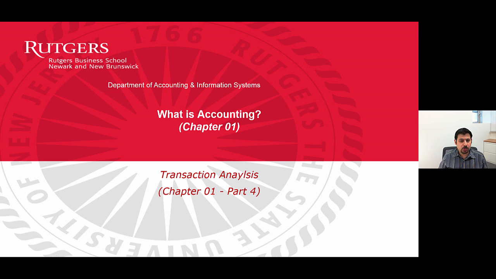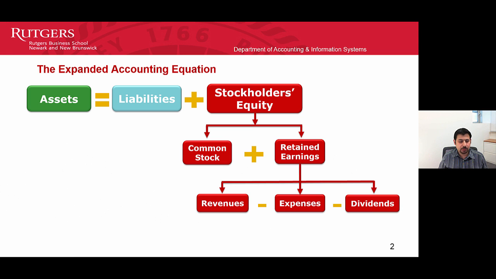In this part of chapter 1, we will be doing some transaction analysis. We will be using the expanded accounting equation in order to analyze transactions that took place for a certain company. This is a reminder of the expanded accounting equation. Assets are equal to liabilities plus stockholders' equity, and we divide the stockholders' equity further into common stock, retained earnings, revenues, expenses, and dividends.